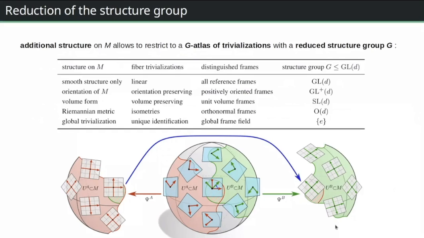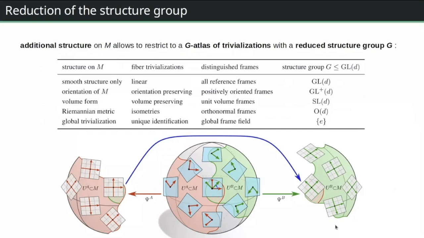But let's say on the sphere, we can choose an orientation. And we can say, okay, we only look at left-handed frames. Then our fiber trivializations are orientation-preserving maps. And our structure group elements would be GL+. So we don't have all matrices with the determinant not equal to 0, but all the matrices with determinant larger than 0.